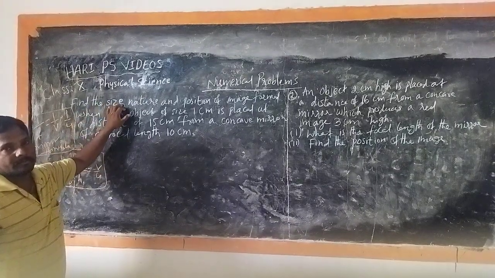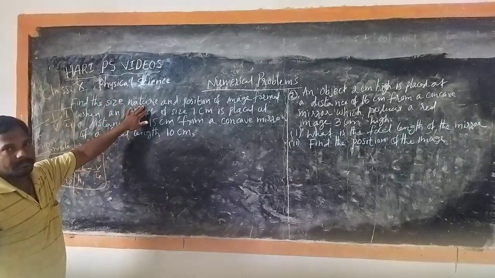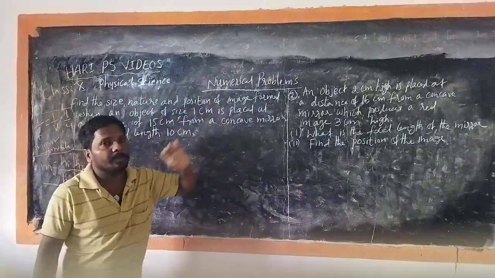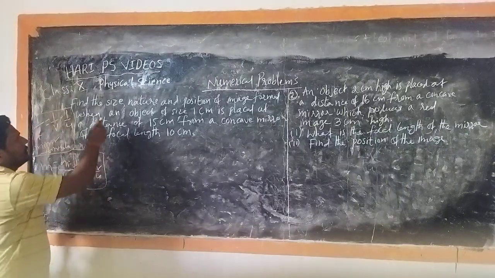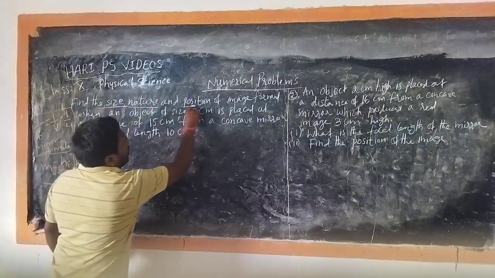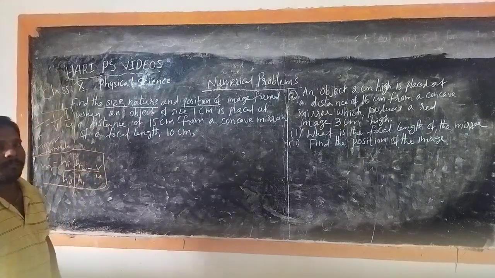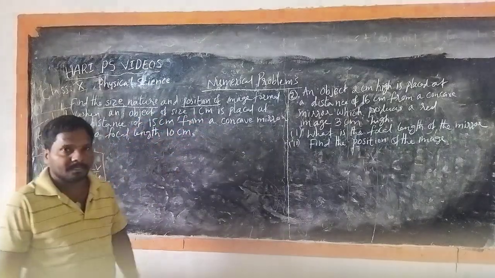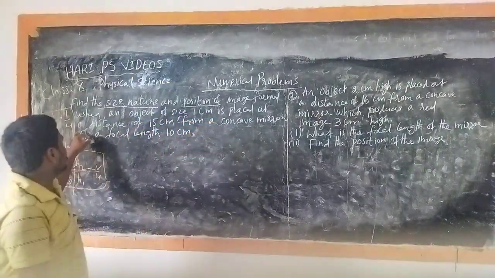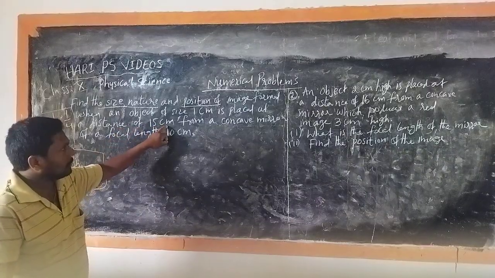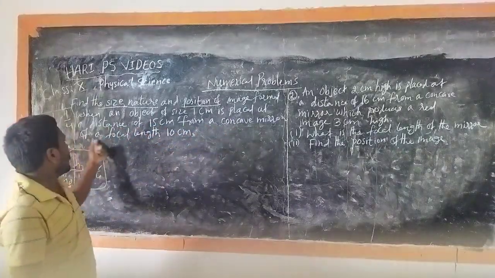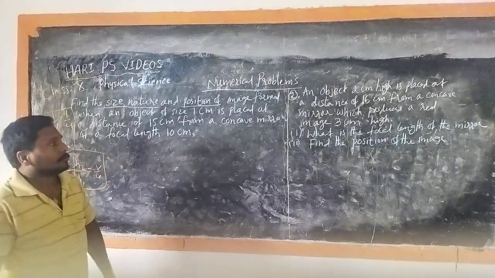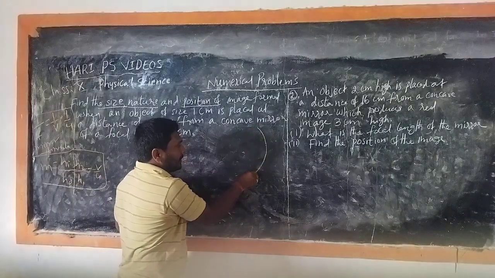Find the size. What is the size? Nature means whether a virtual image is formed or a real image is formed. Position of the image. How many do you have to find? The size, the nature and the position. Three we have to find. Image formed when an object of size 1 centimeter is placed at a distance of 15 centimeter from a concave mirror of focal length 10 centimeter. So draw a rough diagram for understanding.